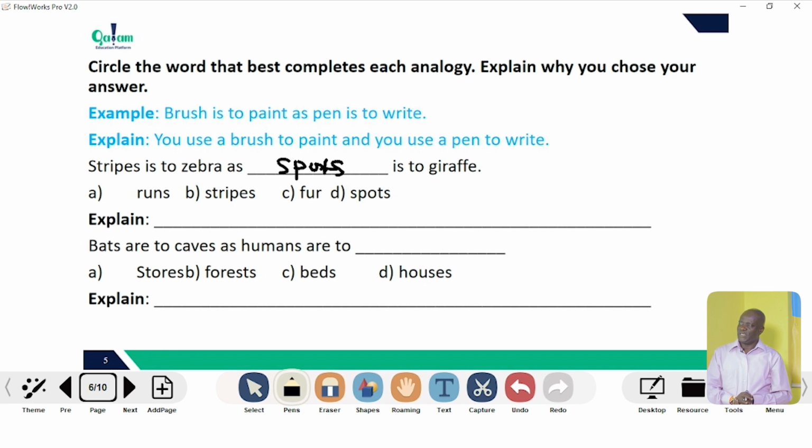Birds are to caves, as humans are to what? You know birds, they look like birds, but they are not in the family of birds. They are in the family of mammals because they give birth to young ones and they live in caves. So caves are their houses. So if birds are to caves, then humans are to houses. Birds live in caves and humans live in houses.